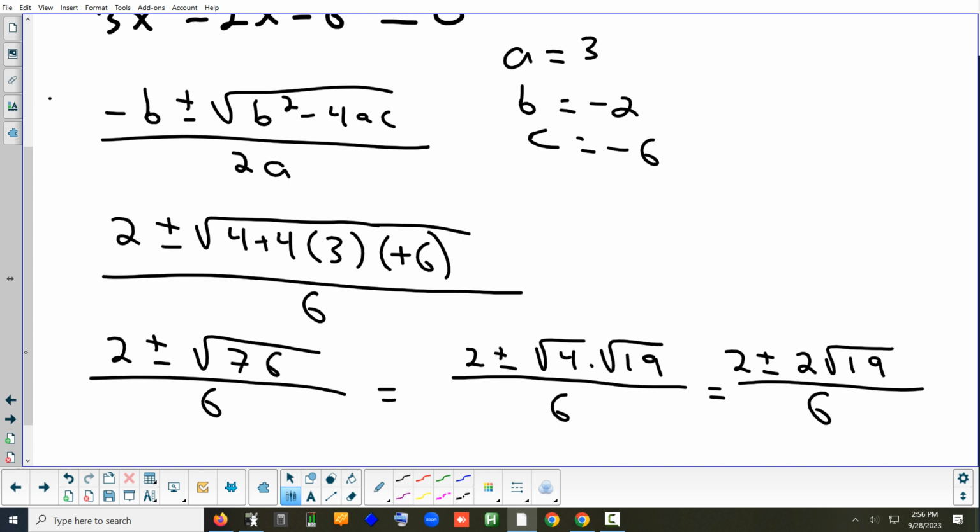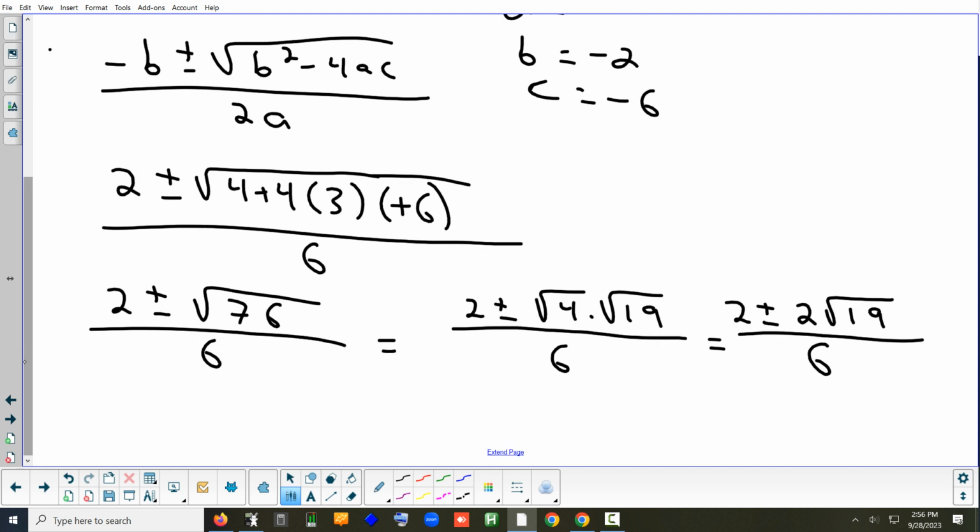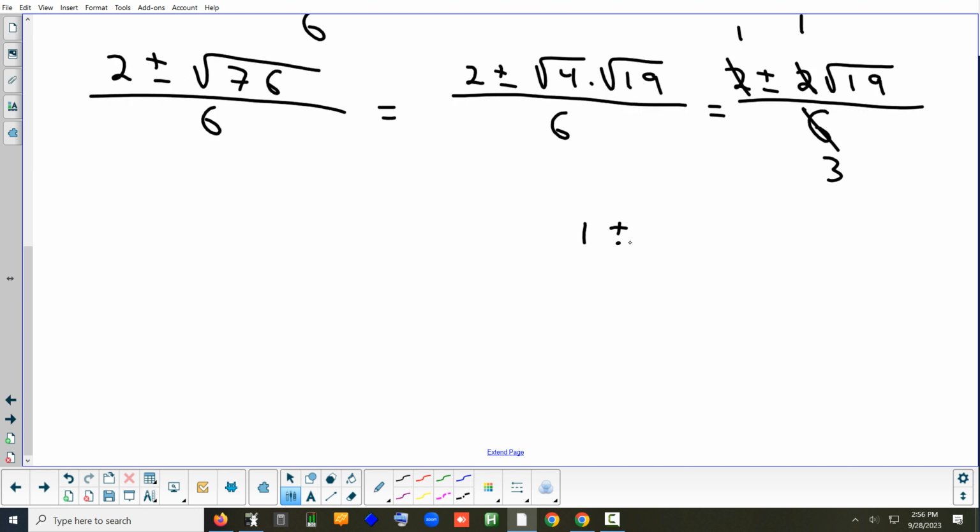But then everything on the outside of the root is divisible by what? 2. So we can divide everything by 2. So that becomes a 1, that becomes a 1, and that becomes 3. And that's going to be our final answer. So 1 plus or minus root 19 over 3.